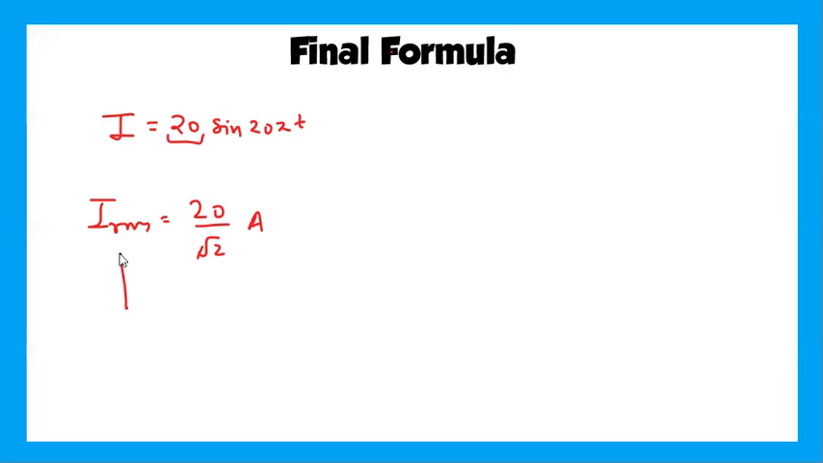Suppose it is given in the question that the current flowing in the circuit is I equal to 20 sine 20 pi t, then what will be the RMS value? The RMS value will be given by 20 by root 2 ampere. So this is the maximum value, and maximum value divided by root 2 is the RMS value. This is how you have to calculate the RMS value for current and voltage. Okay.